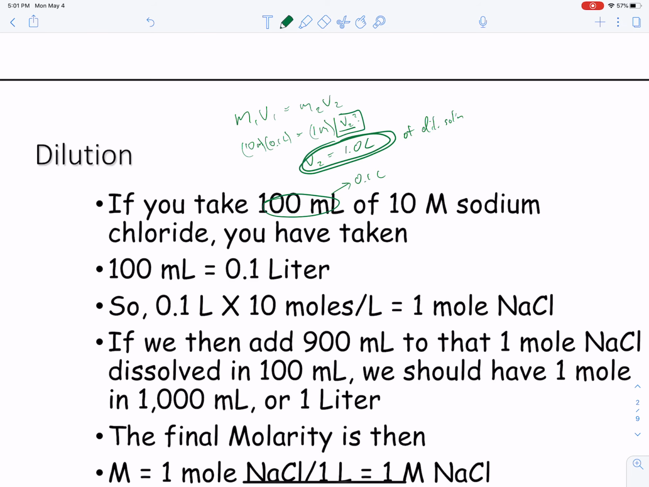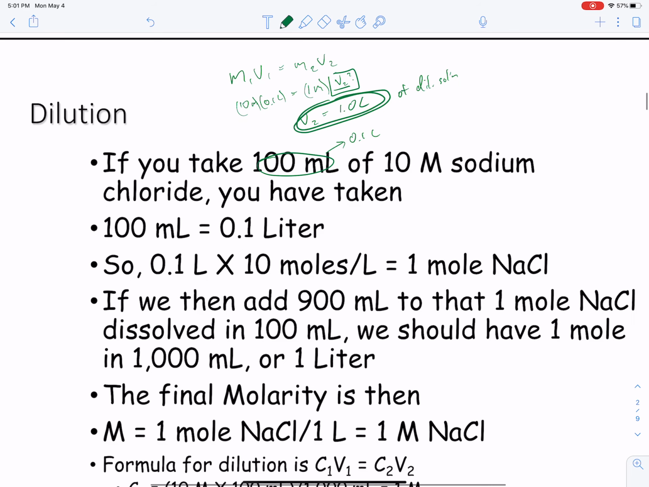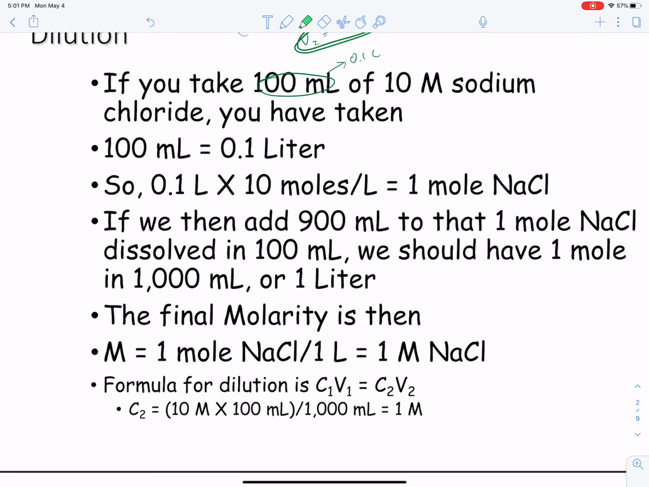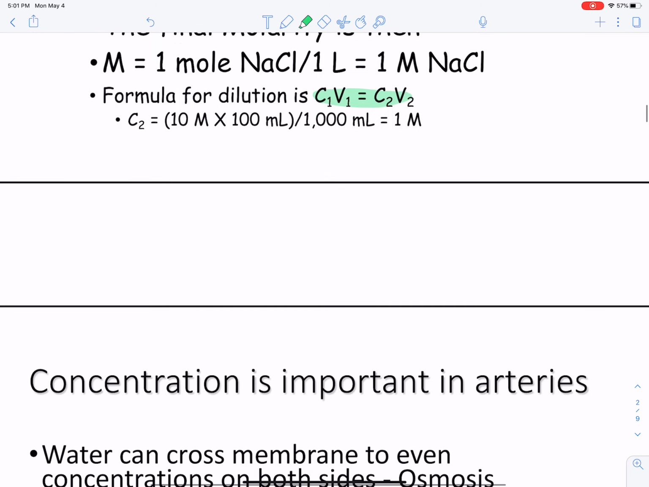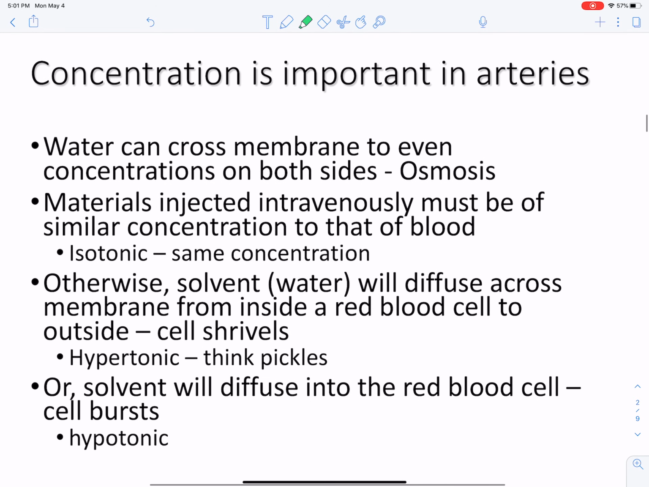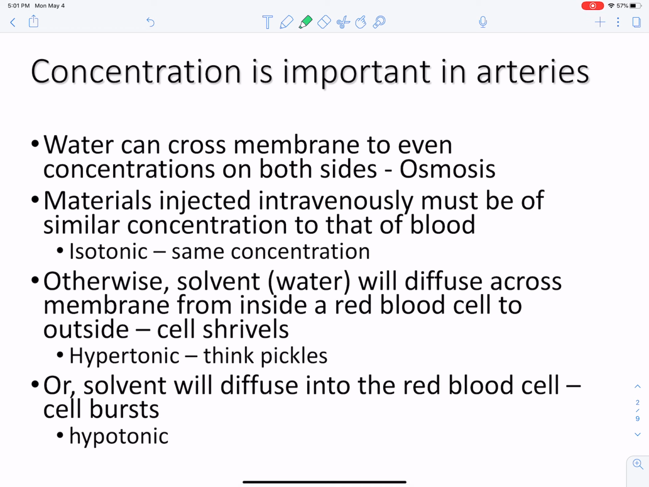Okay, so that's M1V1 equals M2V2. I use it this other way down here because you'll see it either direction: C1V1 equals C2V2, where C is your concentration. All right, so this concentration is pretty important. Remember, last time I talked about a couple of things. I talked about hypertonic and hypotonic with respect to electrolytes and electrolytic solutions.